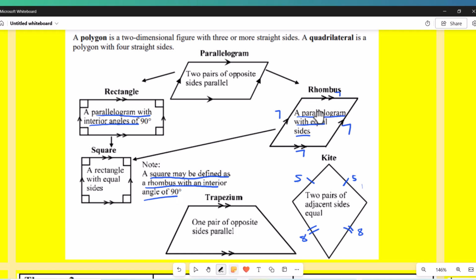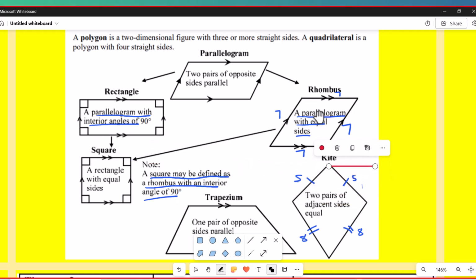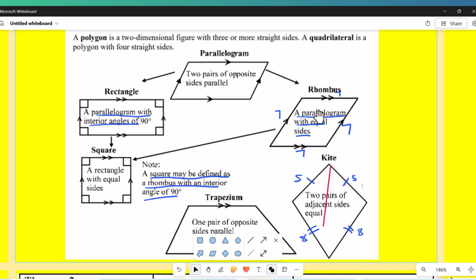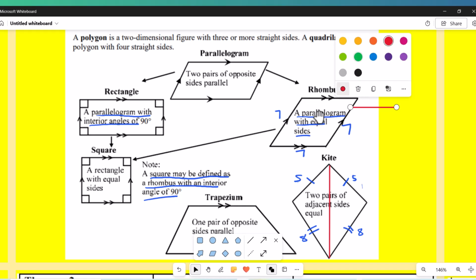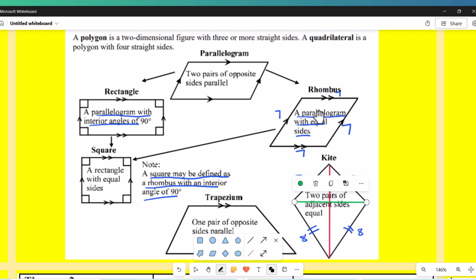If I draw a line like this one here, and I draw from here, I can have two diagonals. I can have the longer diagonal and then the shorter one. Let me put this one in a different color, maybe green. So you see that with the kite, I have got these two diagonals.